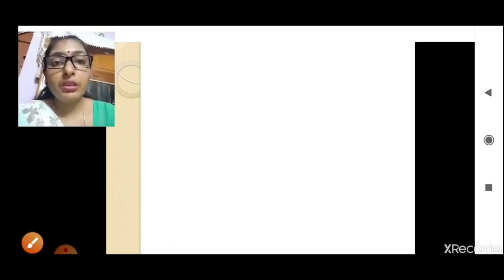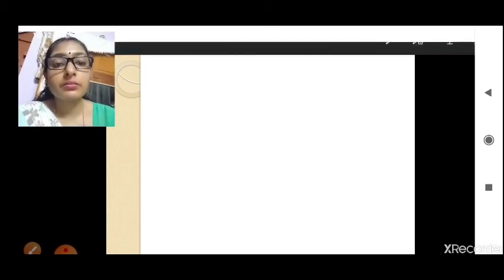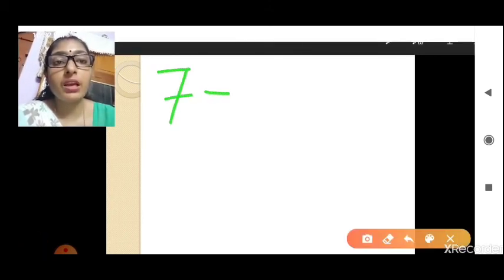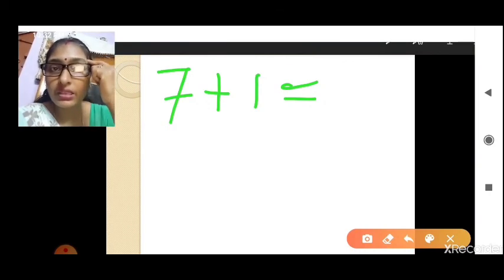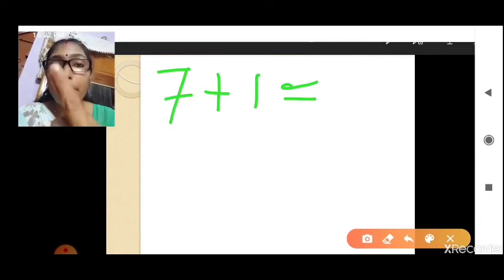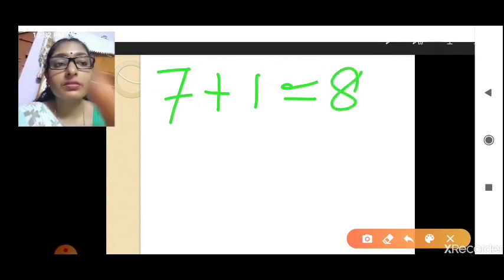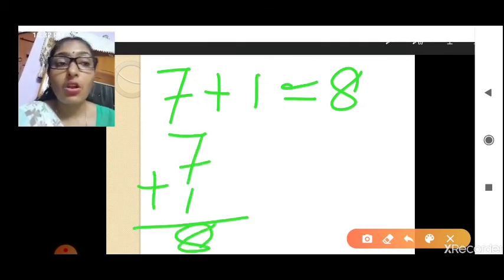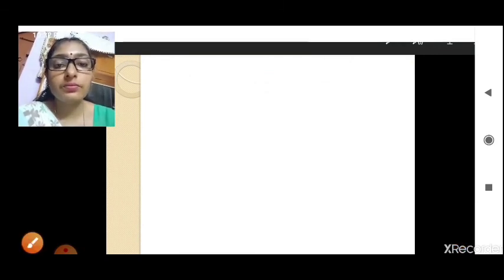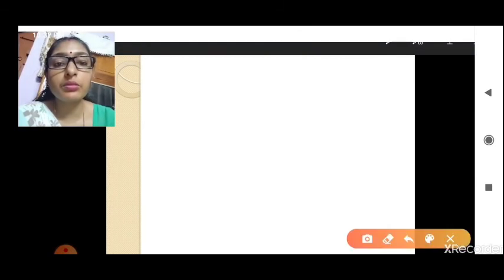So maybe the number is 7. 7 plus 1 is equal to... 7 in the mind, 1 on the finger. After 7, 8. So 7 plus 1 is equal to 8. Okay, now another problem we will do.